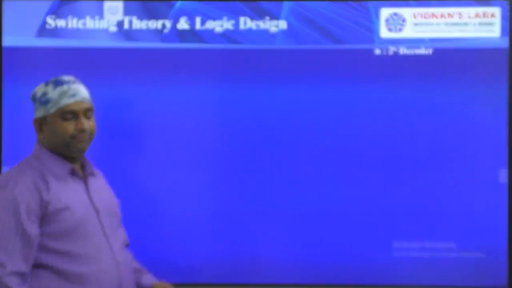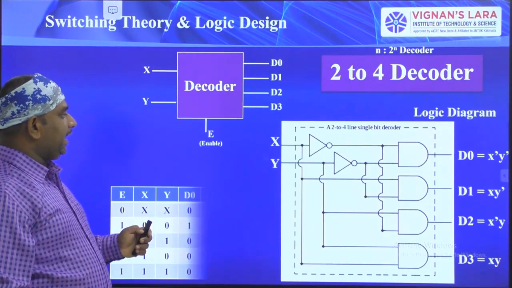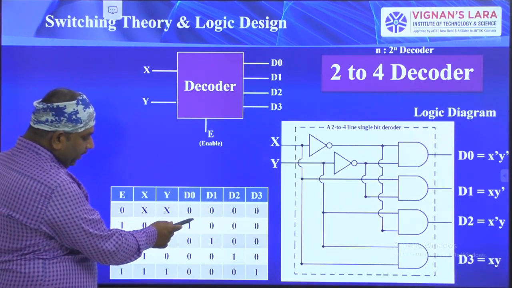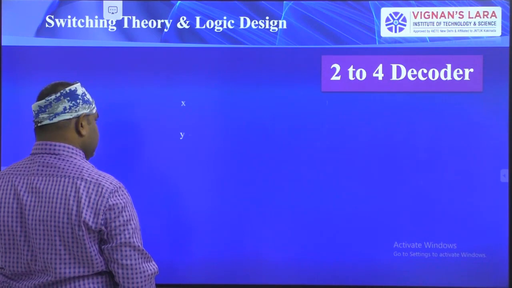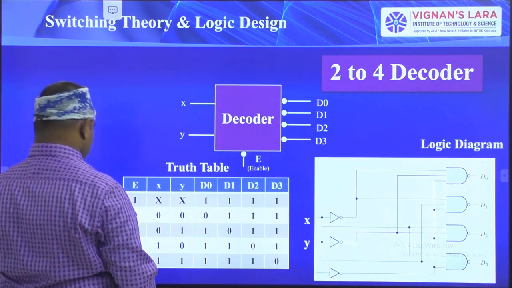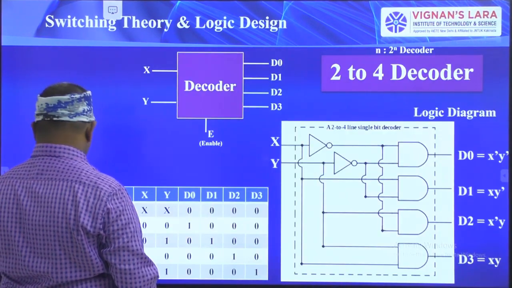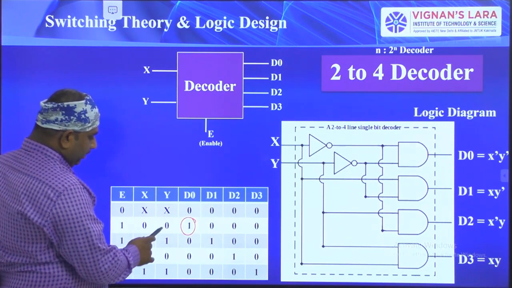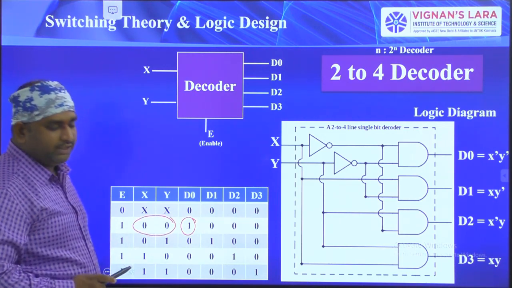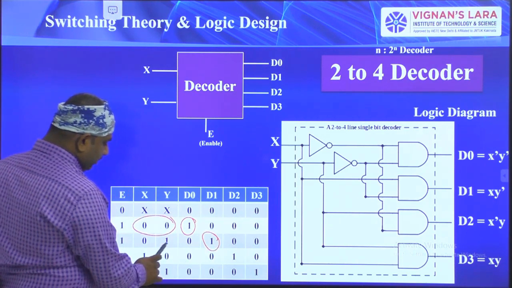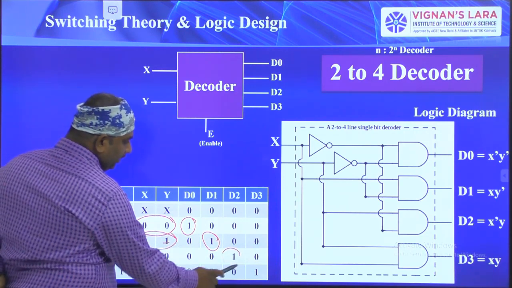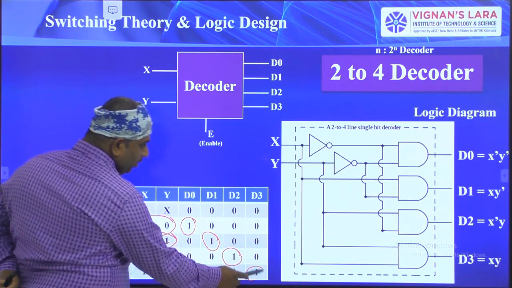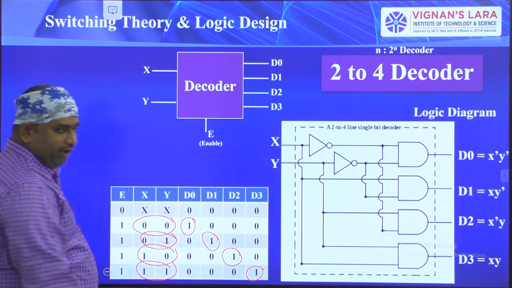Now coming to the logic diagram for this one. See here, D naught is equal to 1 for x is equal to 0, y is equal to 0. D1 is equal to 1 when x is equal to 0, y is equal to 1. D2 is equal to 1 when x is equal to 1, y is equal to 0. D3 is equal to 1 when x is equal to 1, y is equal to 1.